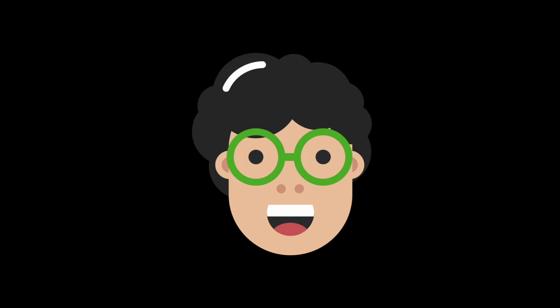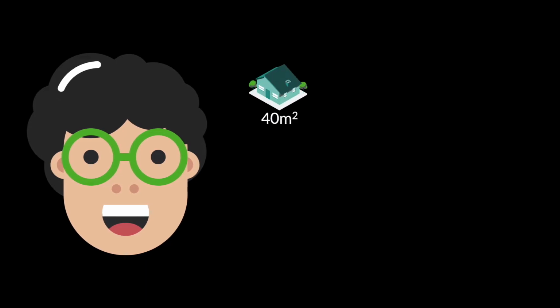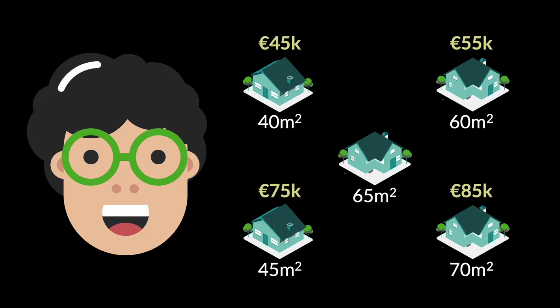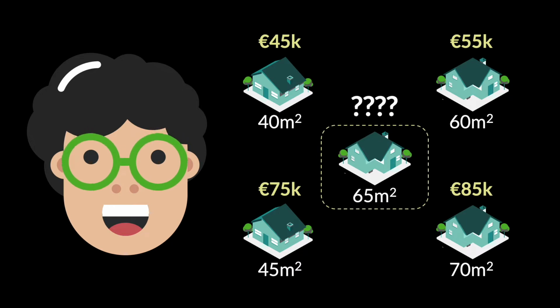Just imagine you have a fantastic job that's paying well, and you've saved enough money to buy a new house. You head over to a real estate agent who shows you 5 houses in a specific locality of your choice. These houses are sized 40, 45, 60 and 70 square meters respectively, and their prices are as mentioned above. But you're keen on buying that one in the middle, which is 65 square meters in size.